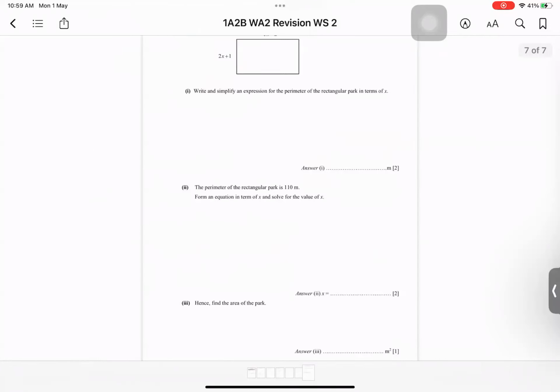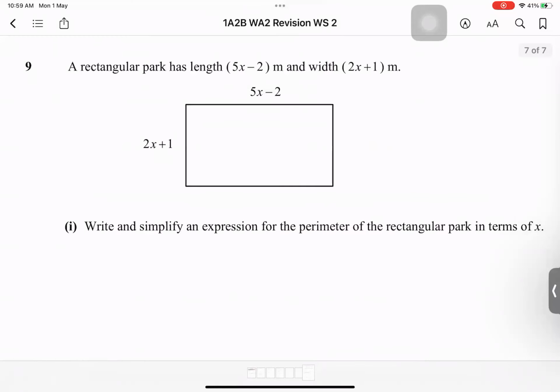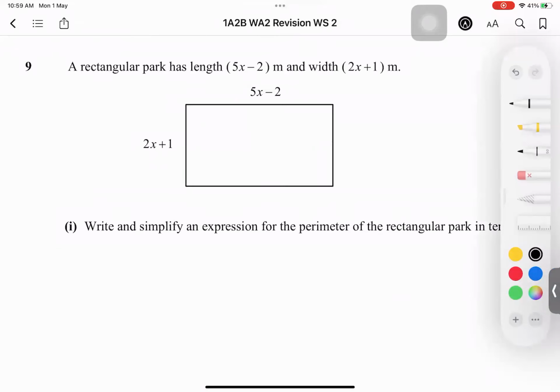Okay, last page over here, this one. This rectangular part has all these measurements. Now, what can you tell me about a rectangle? If this side is 5x minus 2, then this side will be 5x minus 2. I read wrongly, sorry. Then what about the other side? This side is 2x plus 1. Yes, very good. This is the thing about a rectangle: opposite sides are the same.